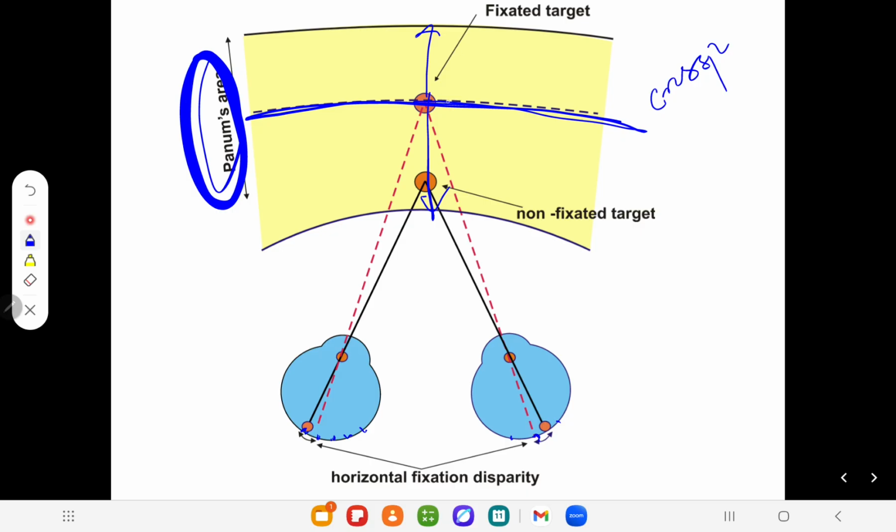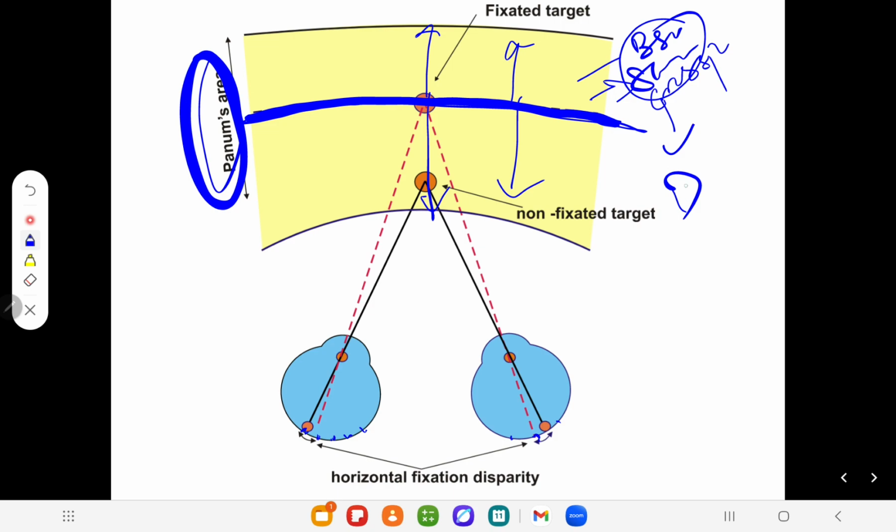Panum's horopter means a single line. It's always a line. It's not an area, which is made by corresponding points. But Panum's fusional area is an area in front of the horopter and behind the horopter in which we see binocular single vision. We have stereopsis, but we do not have diplopia. That's a great concept you have to understand.